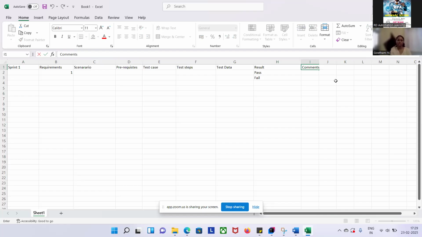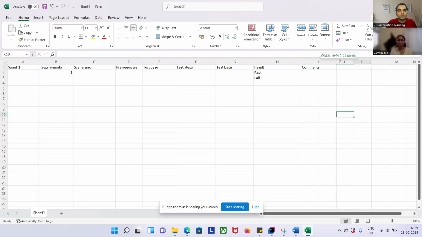So this is the scenario. This is the RTM. Okay, so what all things have you included here? You have requirements, you have scenario here.